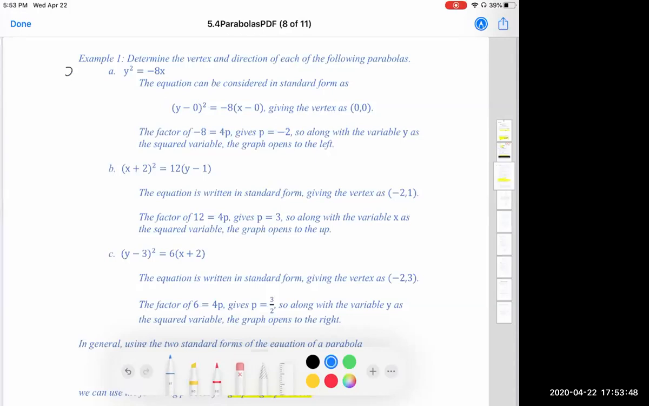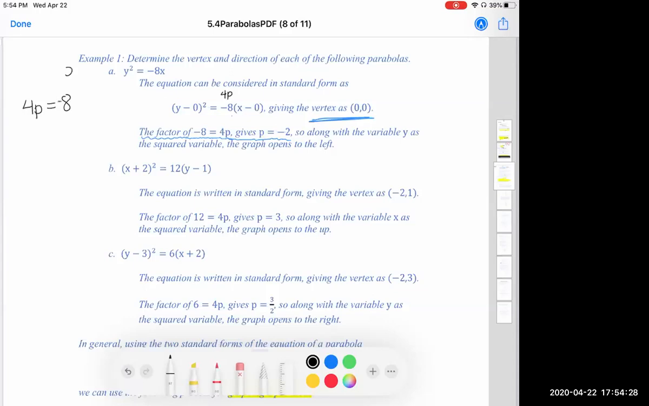The equation can be considered in standard form as y minus 0 squared is equal to negative 8 times x minus 0. Remember, we don't have h and k. You can fill it with a 0 if it's helpful. So we have a vertex at 0, 0. Now this part, I don't like how it's worded. The factor of negative 8 is equal to negative 4 gives p equals negative 2. So remember, your formula has this as 4p. So you can do some work on the side. You have that 4p is equal to 8. Oh, well, negative 8. I made a mistake, negative 8.